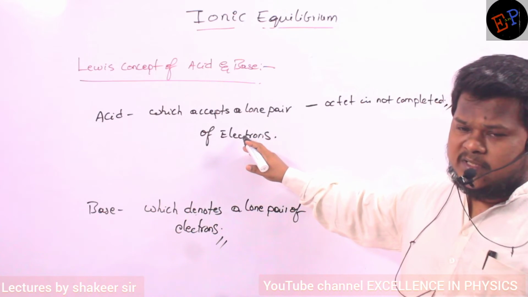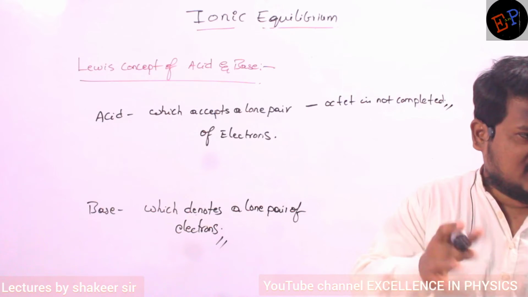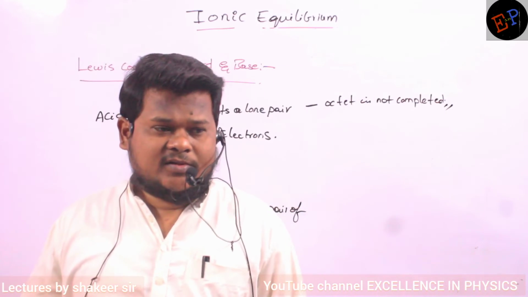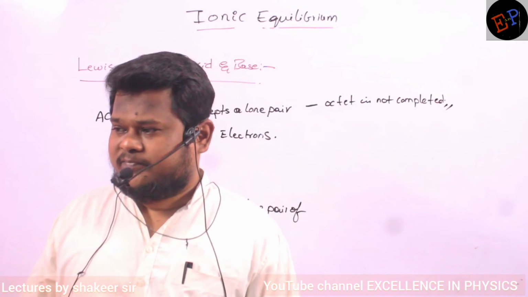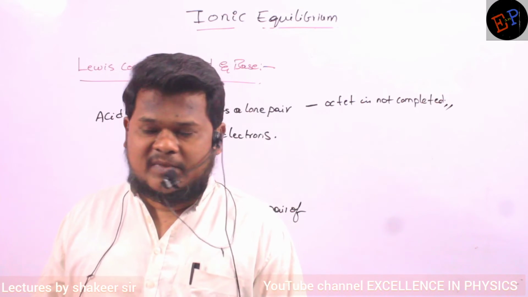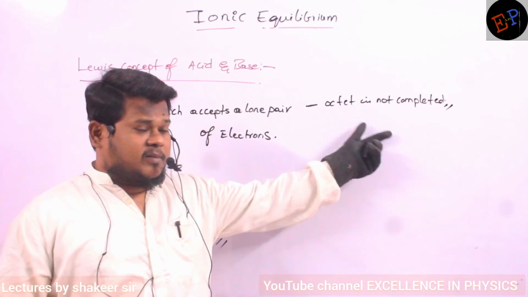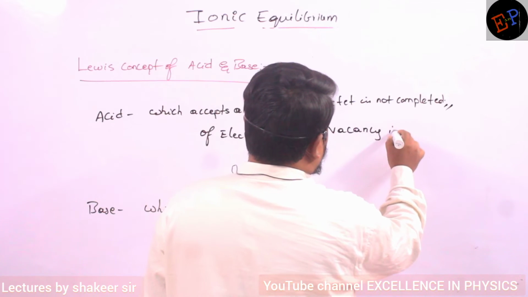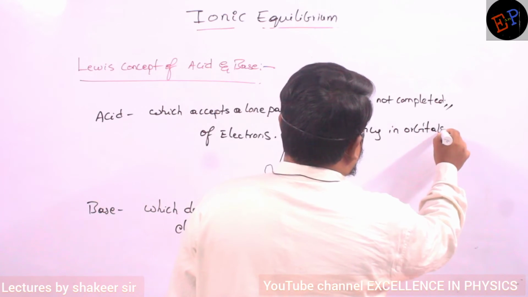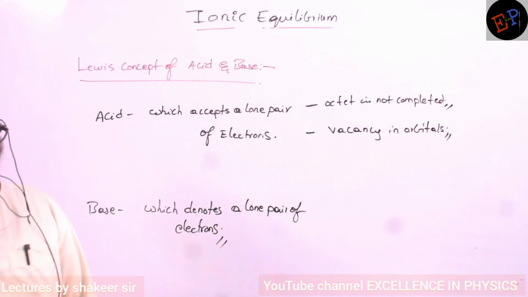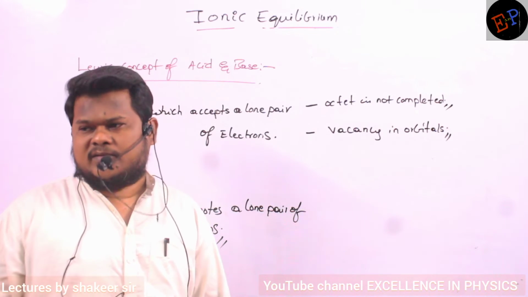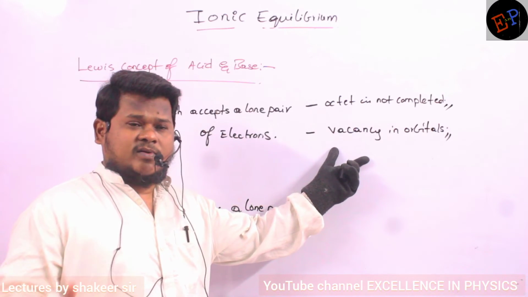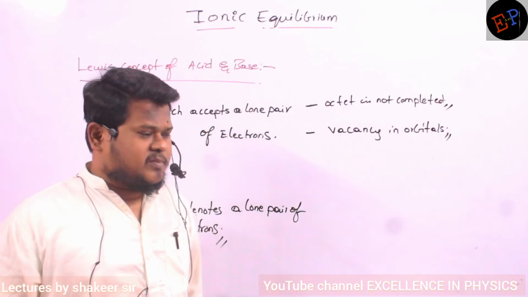If it is able to accept electrons, it means its octet is not completed. For example, neon, can it accept a lone pair of electrons? No, because its octet is completely filled. So octet should not be completed, and it also means that there is some vacancy in orbitals. If there is some vacancy in the orbitals, then only it can accept a lone pair of electrons. Because if vacancy is not there, if it takes the electrons, where will it keep them? There should be some vacancy present in the orbitals.